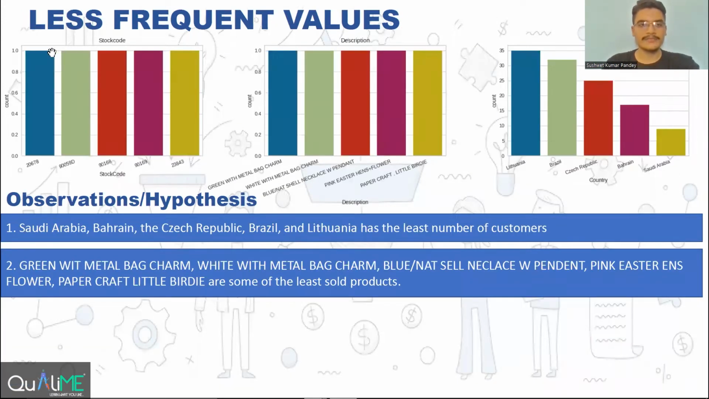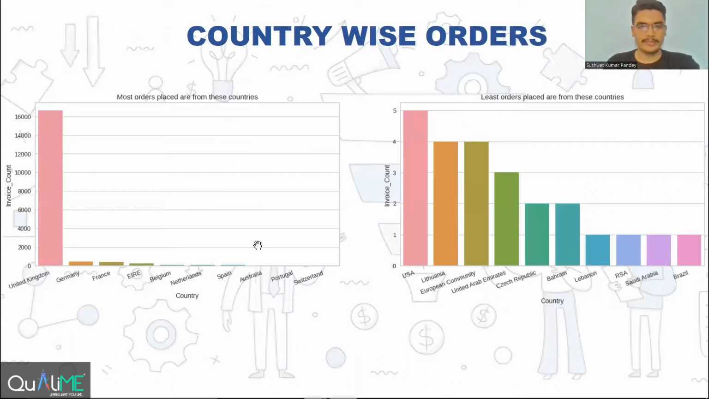These are the less frequent values occurring in the dataset. So these are the stock codes by least frequency. These are the products which occurred the least number of times. These are bought a smaller number of times. And these are the bottom 5 countries on the basis of frequency of occurrence in the transactions. And these are the top 10 countries where the most orders are placed.